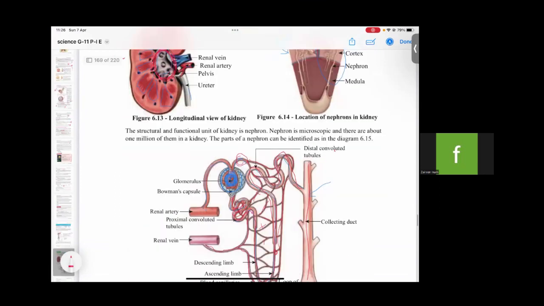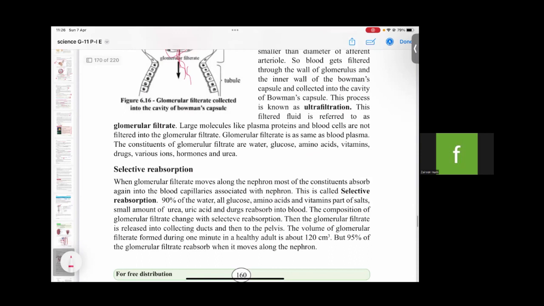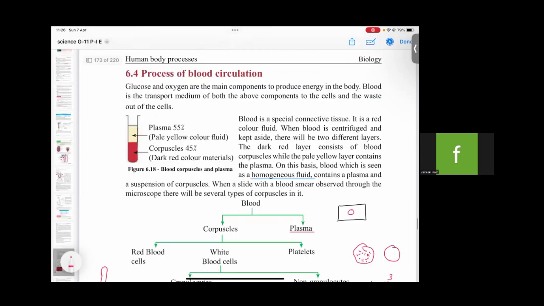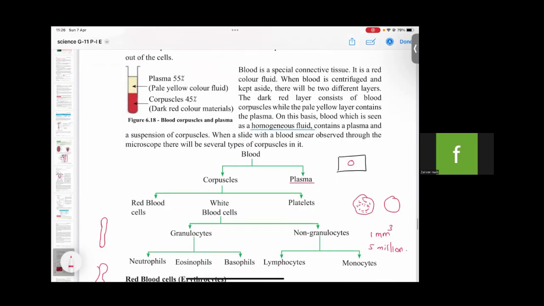I'm going to do blood circulation, because blood circulation is again a very important one. All the glucose and oxygen are the main components you need for the production of energy in the body. They will be transported to our cells, and the waste materials from our cells will be transported by this circulation. So blood circulation is very important. Before knowing about the circulation, we should know about blood. Let's take blood. Now, blood is a special connective tissue.